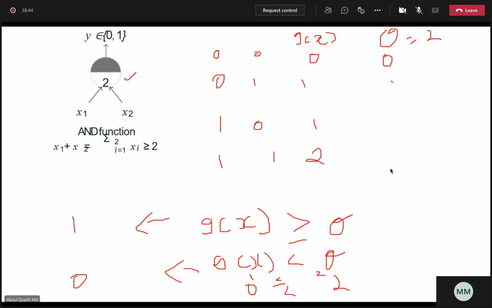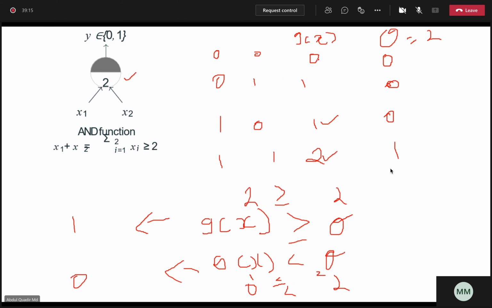So it will fire 0. Okay, students, getting the point? Again, 1 less than or equal to 2? Yes. So again it will fire 0. Then 2 greater than or equal to 2? What will it fire, students? So 1. Can you see?